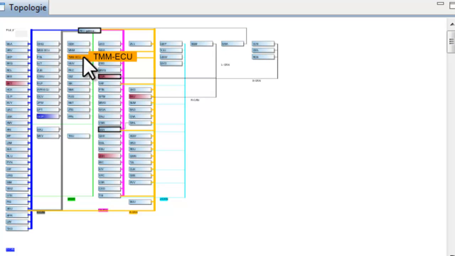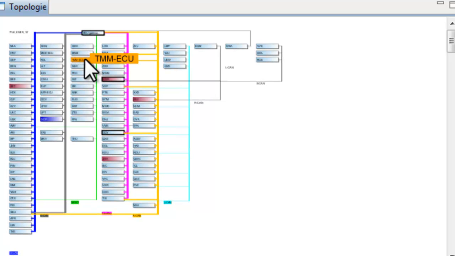By looking at the topology map, an interactive version of a domain-specific representation, he instantly notices that the signal is available on the ACAN bus that the TMM ECU is connected to and replies that he can easily implement this change request.